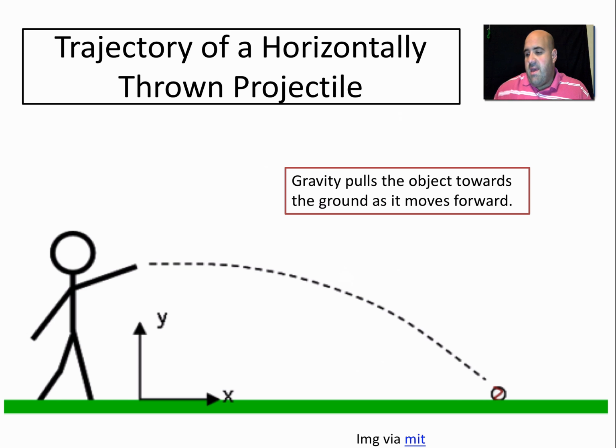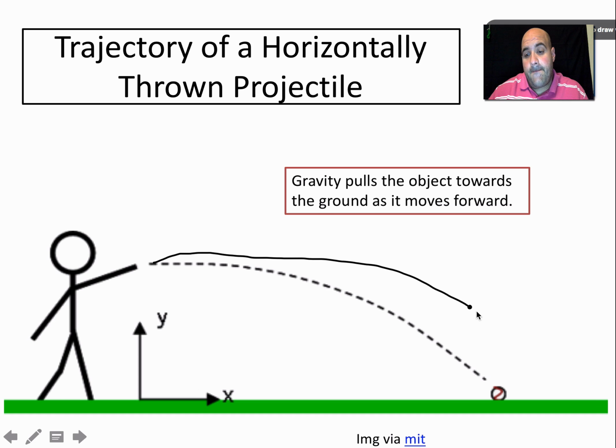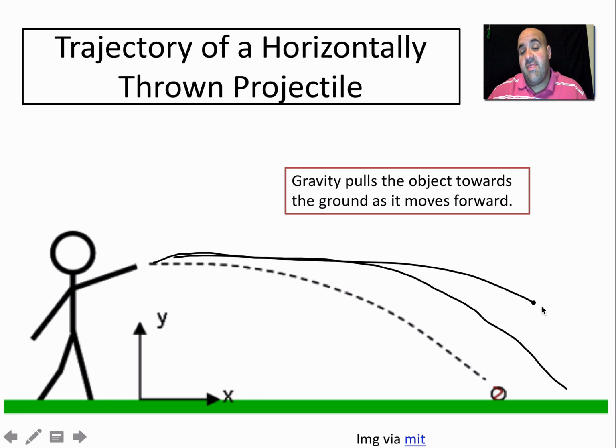We also know that if you throw a ball, it's going to follow a curved path like you see in the picture. As the ball is moving forward horizontally, gravity is going to pull it towards the ground. And if you were to throw the ball faster, harder, it's going to go a little further. And if you were to throw it harder still, it's going to go even further than this. And that's the trajectory of a horizontally thrown projectile.